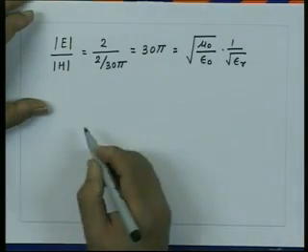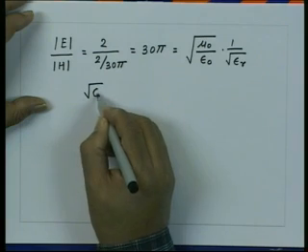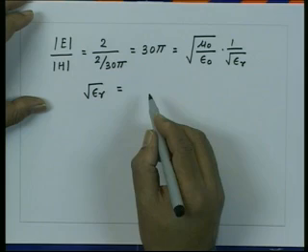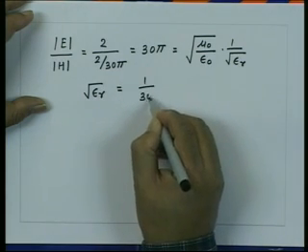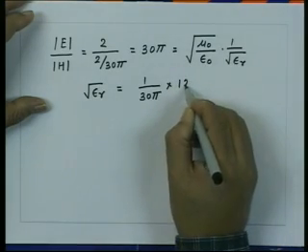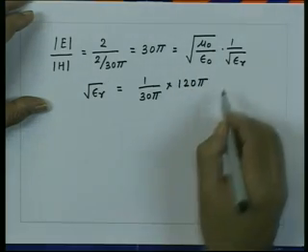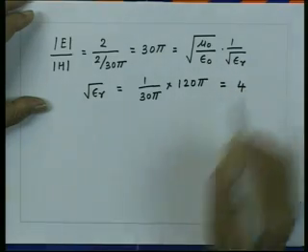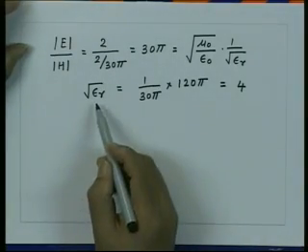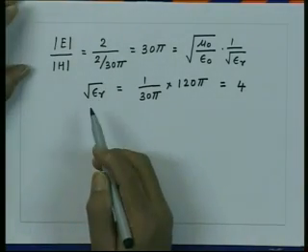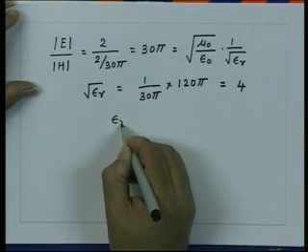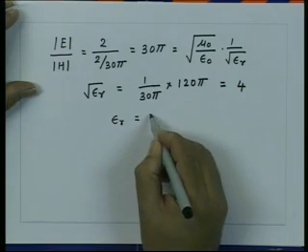So, from here we can get square root of epsilon r, that is equal to 1 upon 30 pi into 120 pi, which is equal to 4. So, the square root of the dielectric constant, which we also call the refractive index of the medium, is equal to 4, and therefore, the dielectric constant epsilon r for this medium will be equal to 16.